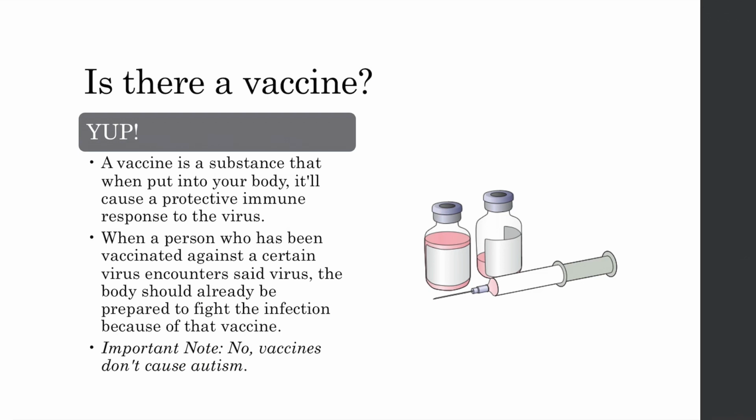Is there a vaccine? Yep. A vaccine is a substance that, when put into your body, it'll cause a protective immune response to the virus. When a person who has been vaccinated against a certain virus encounters said virus, like using this example, the flu, the body should be prepared to fight the flu because of that vaccine.